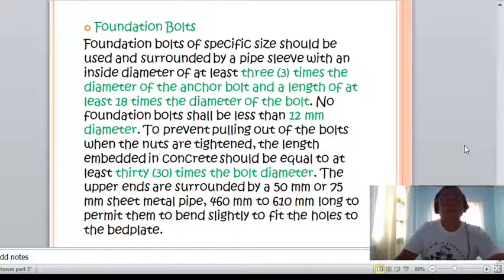Another is to prevent pulling out of the bolts when the nuts are tightened. The length embedded in concrete should be equal to at least 30 times the bolt diameter. The upper ends are surrounded by 50 mm or 75 mm metal sheet or metal pipe, 460 mm to 610 mm long, to permit them to bend slightly to fit the holes in the bed plate.